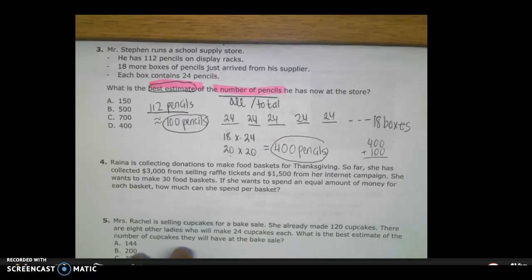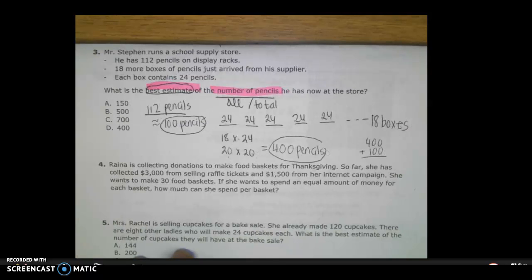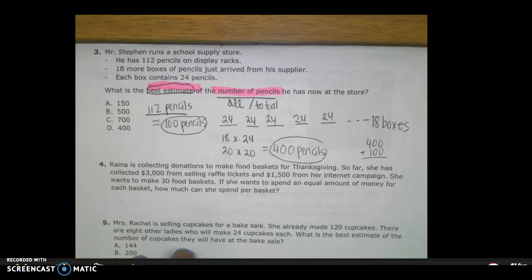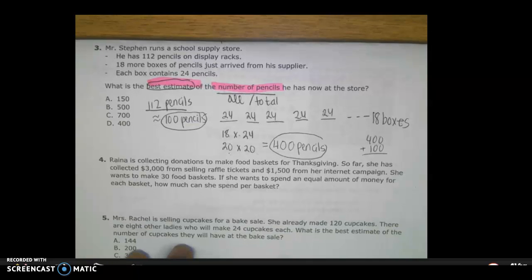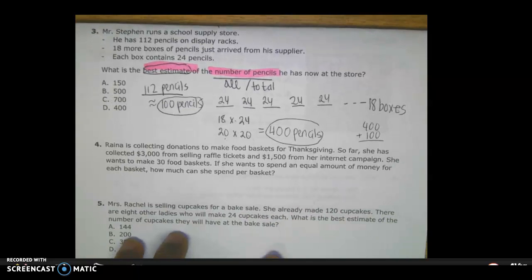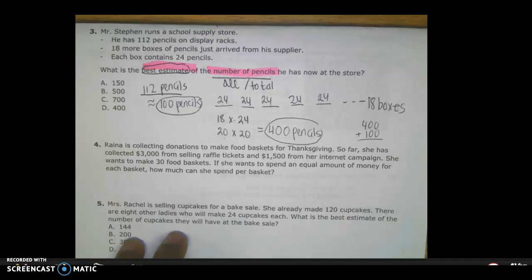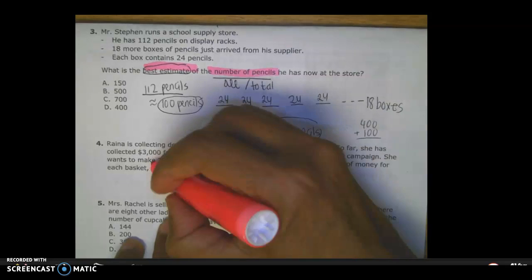Reina is collecting donations to make food baskets for Thanksgiving. So far, she has collected $3,000 from selling raffle tickets and $1,500 from her internet campaign. She wants to make 30 food baskets. If she wants to spend an equal amount of money for each basket, how much can she spend per basket? So the question is, how much can she spend for one basket?